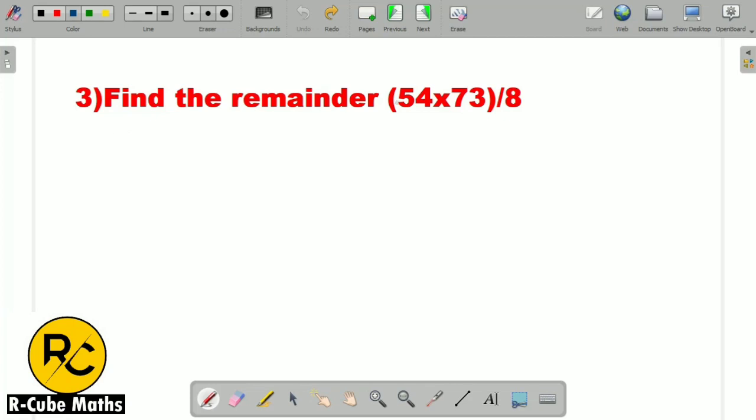Now question number 3. Find the remainder when 54 into 73 is divided by 8. So now here, divide 54 by 8, we get 8 sixes are 48, remainder 6. Divide 73 by 8, 8 nines are 72, we get remainder 1. So we get the product of 6 and 1, 6 ones are 6, final remainder is 6. So the answer is 6. Very simple.